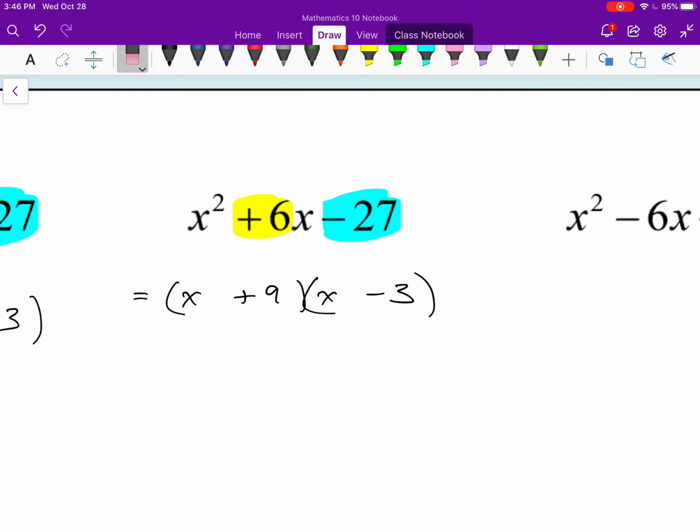There's always only one pair of correct answers. Or the other option is it cannot be factored. But if you can factor it, there's just going to be one correct possible pair.